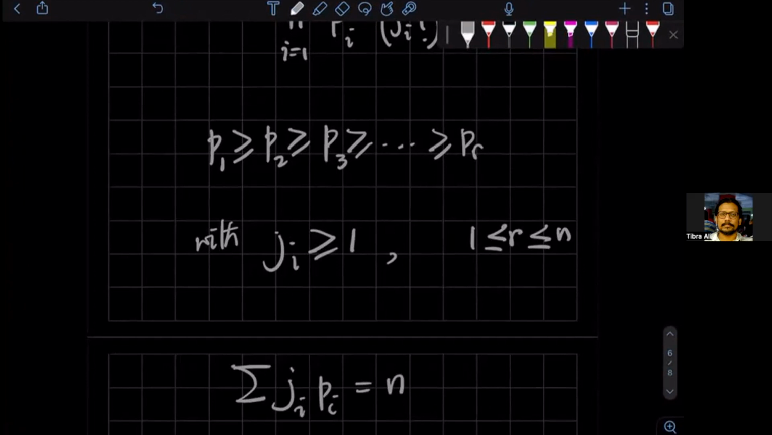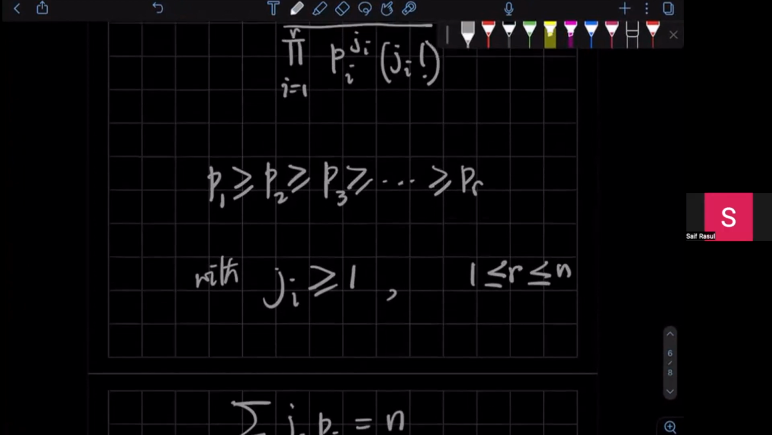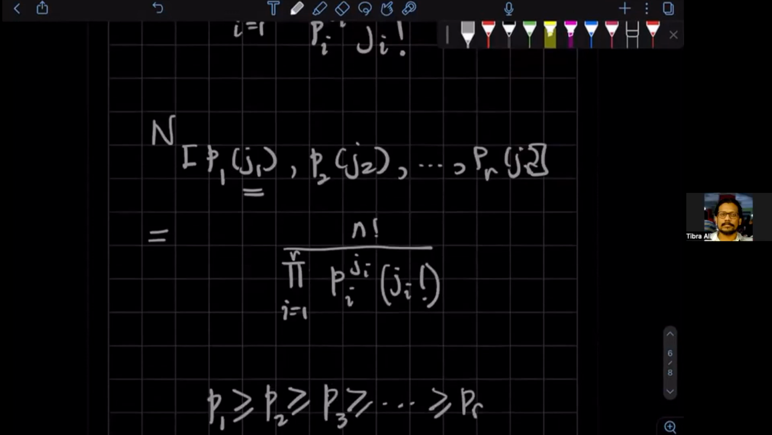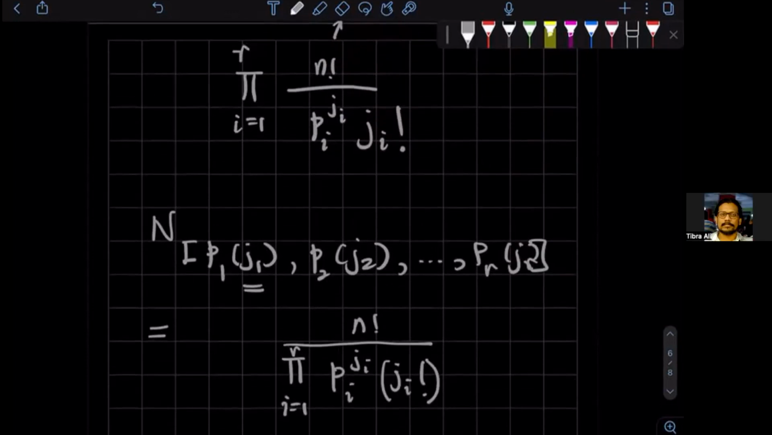Sir, I have a confusion. Yeah. What exactly do each of the P's signify? I'm not sure about that. Yeah, each of the P's signify the size of a cycle, of a disjoint cycle.